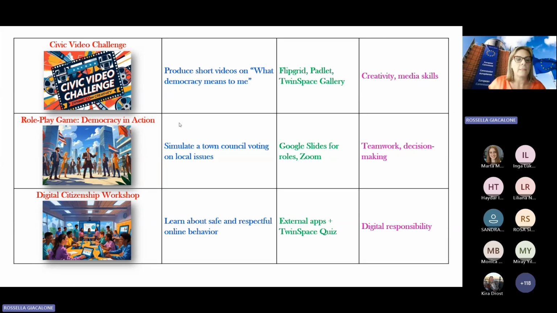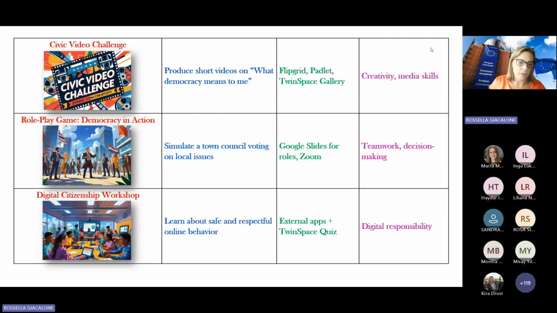Another kind of activity could be the role play game, for example, Democracy in Action, in which we can create a simulation. We can simulate a town council voting on local issues, for example, and it is more about democracy in action. We can use Google Sites, we can use Zoom, but what is the outcome? The outcome is very important. The teamwork, because students can work together, and the decision making, so they can express the critical thinking about some values that are very important, like democracy.